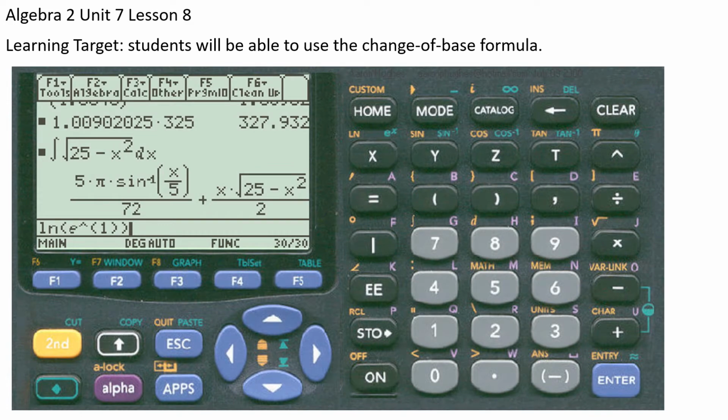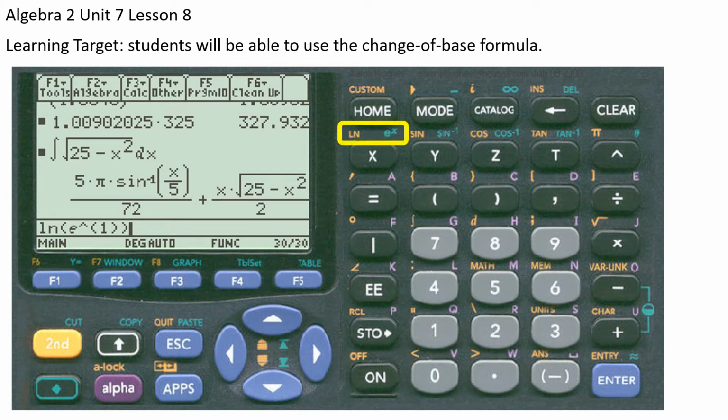Here it is in well, that must have been a TI-84 I had up previously. Sorry, I said TI-89. That must have been a TI-84 I had up previously. Here's the TI-89, which is fantastic if you want to do some calculus. For algebra, not so much.